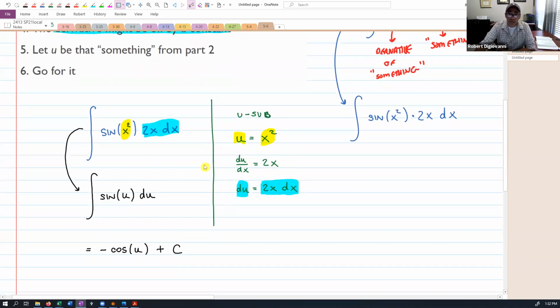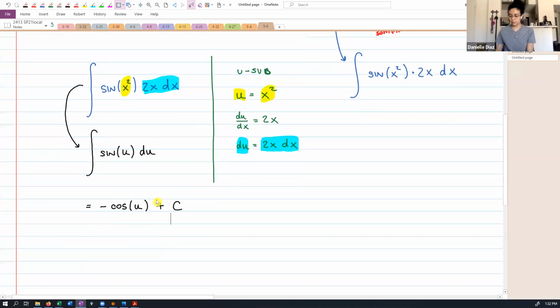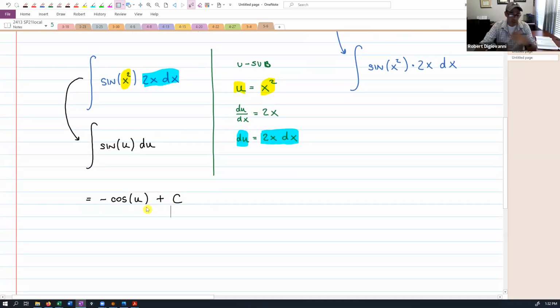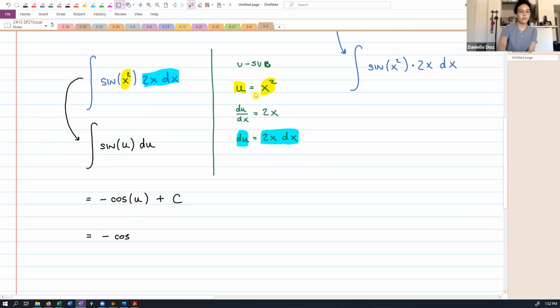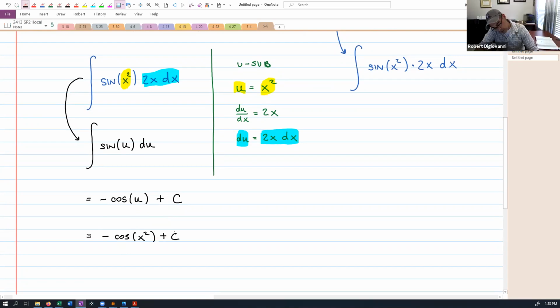Are y'all following me though? Yes. Okay, this should be the answer, but the problem now is that the original problem had x's in it and my answer has u's in it. So now it's time to substitute back. What was u? x squared. Okay, there you go. Plus c.